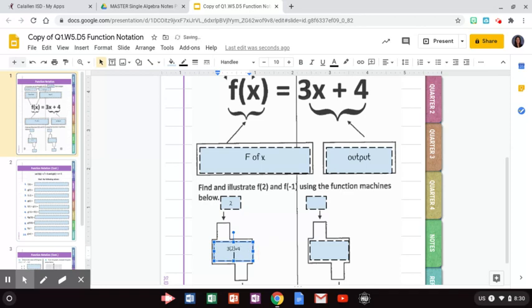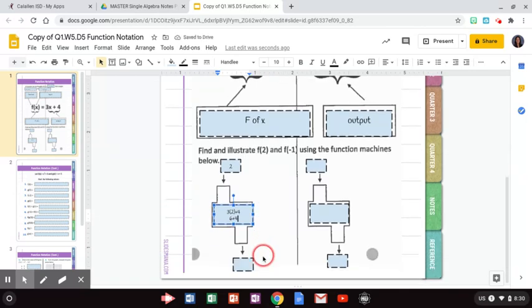What is 3 times 2? That's 6. And then plus 4, that's going to give you 10. So the output right here is going to be 10. So that means F of 2 is equal to 10.